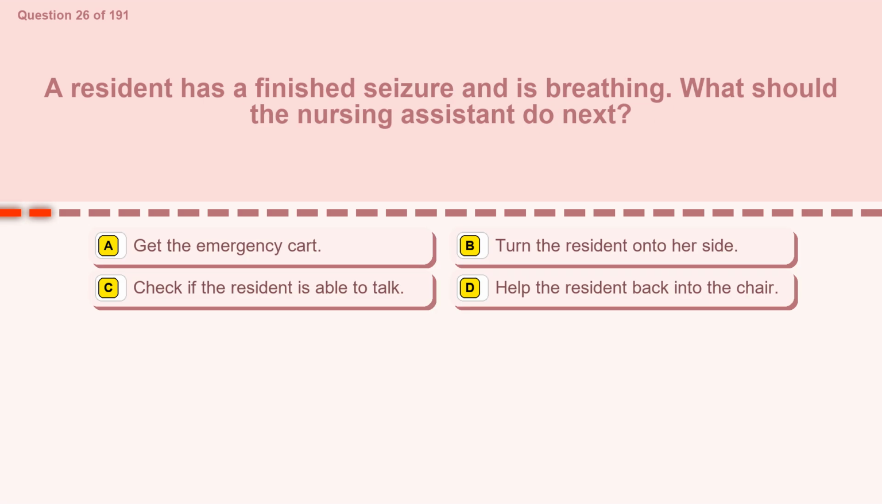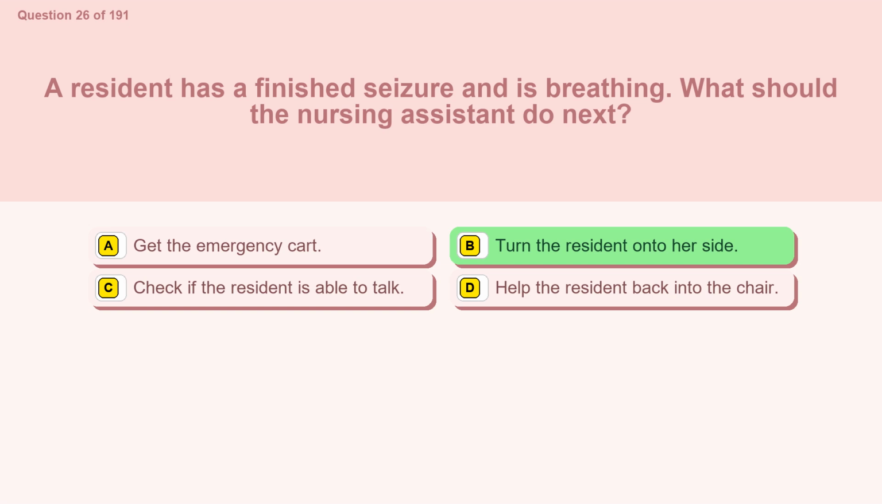Question 26. A resident has finished a seizure and is breathing. What should the nursing assistant do next? Option A. Get the emergency cart. Option B. Turn the resident onto her side. Option C. Check if the resident is able to talk. Option D. Help the resident back into the chair.